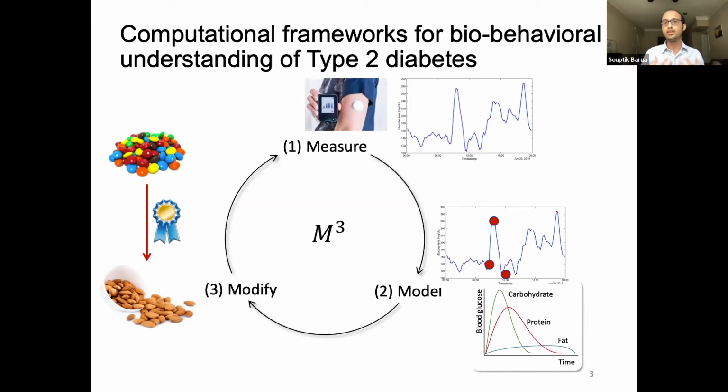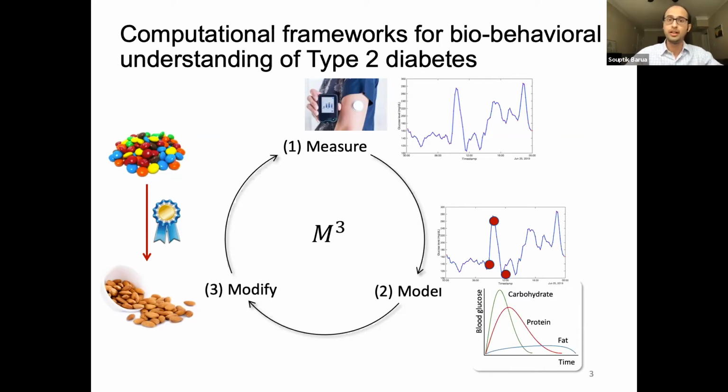And really, we see ourselves as the link between the data that we collect and how we can actually act upon the data, right? So I've put down this framework called the Measure, Model, Modify framework, which characterizes a lot of digital health technology, where you have a device or some way of measuring data. And here what you can see is a continuous glucose monitor recording continuously the glucose levels of a person with diabetes.